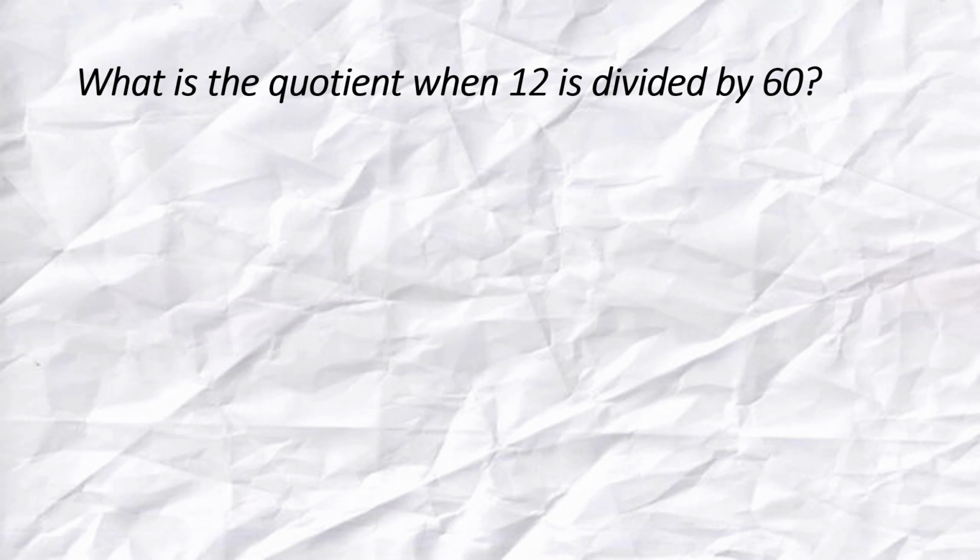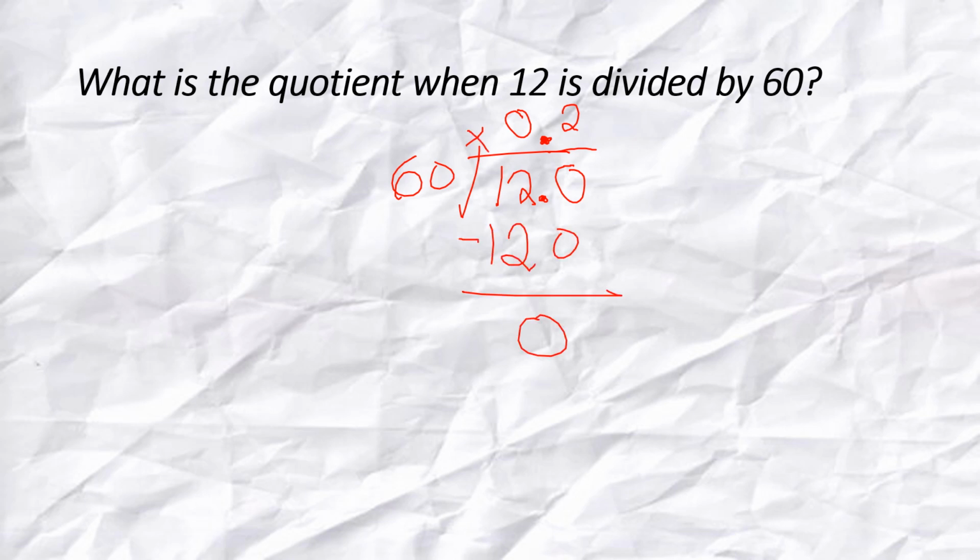Next, what is the quotient when 12 is divided by 60? So 12 divided by 60. Since 60 is bigger than 12, we now have to put a decimal point in your dividend and then add a 0. We place a 0 here. Let us now treat this as a whole number. 120 divided by 60 is 2. 2 times 60 is 120. 120 minus 120 is 0. Therefore, the final answer is 0.2.